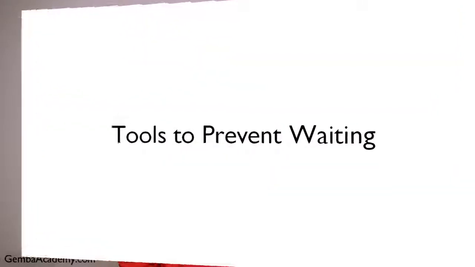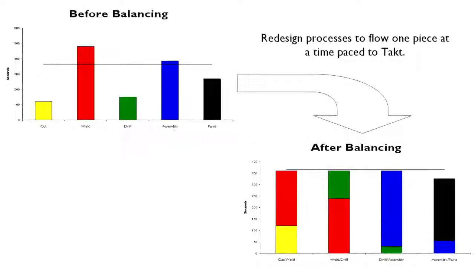Okay, so let's wrap this module up with a discussion on some tools and techniques we can use to prevent or eliminate waiting. The first thing we can do is workload balancing. Now, we cover this topic in the Balancing Cycle Time and Takt Time module in our Value Stream course. But as a brief refresher, in order to ensure work is balanced in such a way as to ensure no operator is ever left waiting for work, we need to balance each process cycle time with takt time, as shown in the example above.